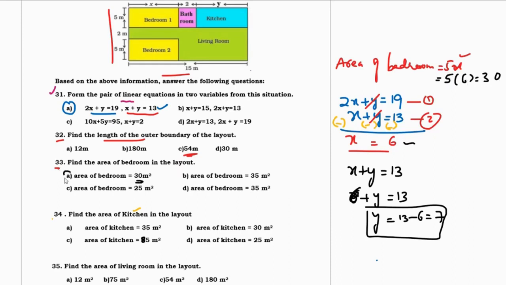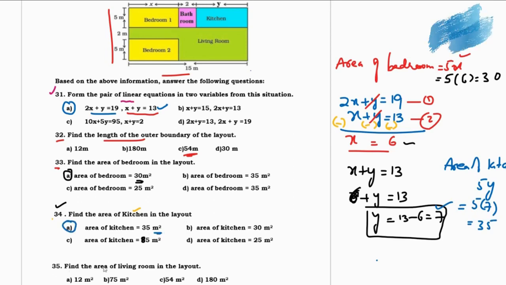So for the 33rd question, option A is the correct answer. 34th question: find the area of the kitchen in the layout. We have assumed the area of the kitchen as 5y, and we got y as 7. So 5 times 7 is 35. So the area of the kitchen is 35 square meters. The correct option for the 34th question is A.